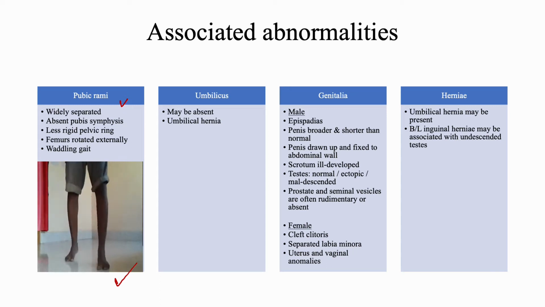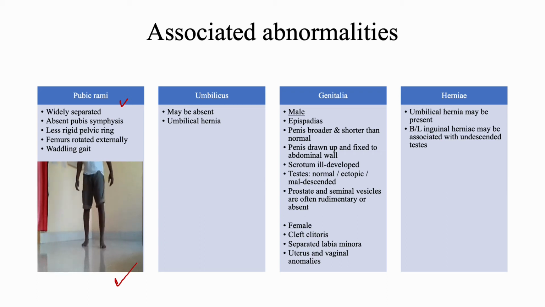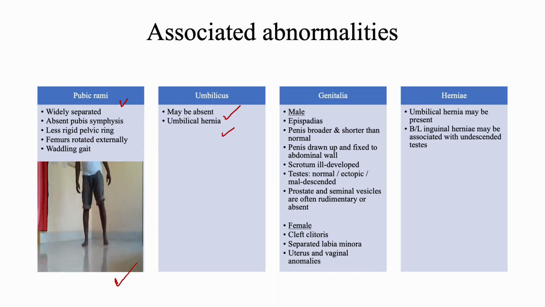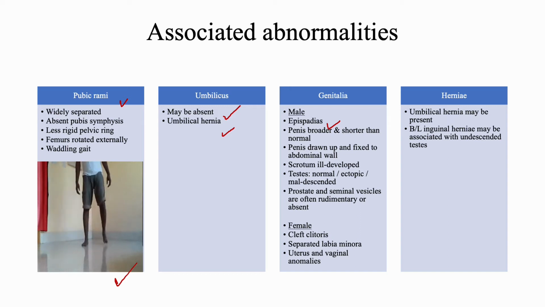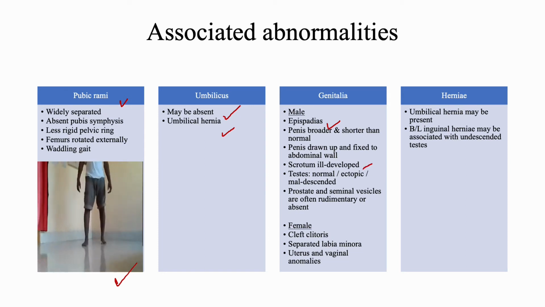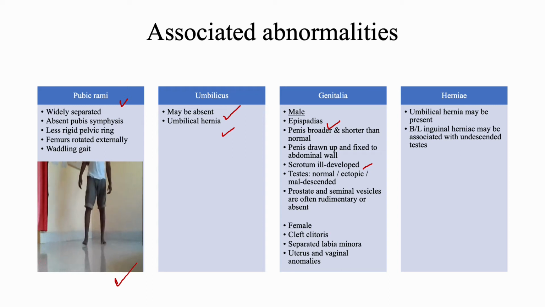Talking about the umbilical associations along with bladder exstrophy, the umbilicus may be absent or there may be an umbilical hernia. Talking about the genitalia in males, epispadias is almost always associated with bladder exstrophy. The penis is broader and shorter than normal, drawn up and fixed to the abdominal wall. The scrotum is ill developed. The testes may be normal, ectopic, or maldescended. The prostate and seminal vesicles are often rudimentary or absent.